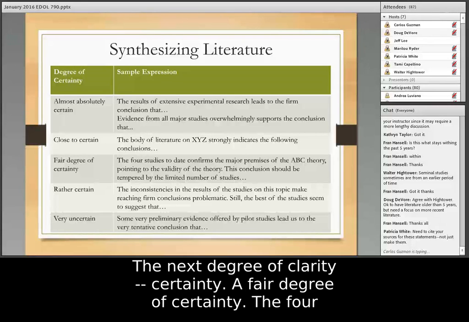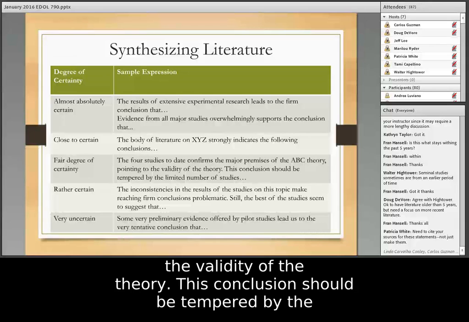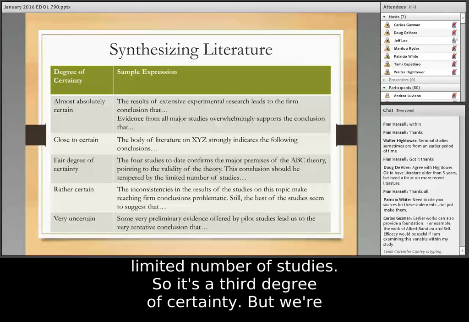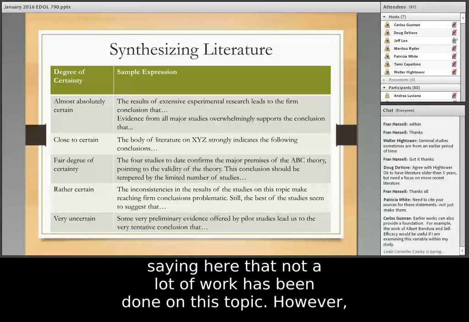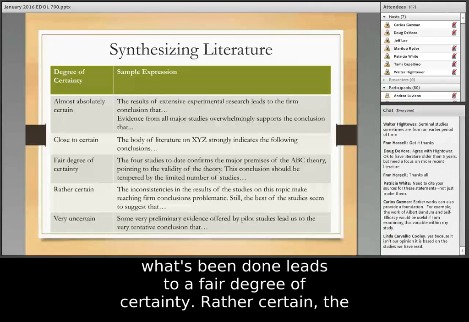Okay. The next degree of certainty, a fair degree of certainty. The 4 studies to date confirm the major premise of ABC theory, pointing to the validity of the theory. This conclusion should be tempered by the limited number of studies. So it's a fair degree of certainty, but we're saying here that not a lot of work has been done on this topic. However, what's been done leads to a fair degree of certainty.